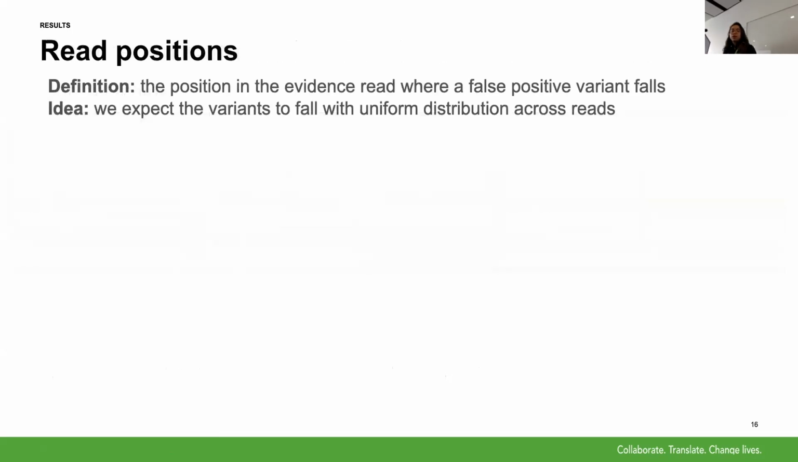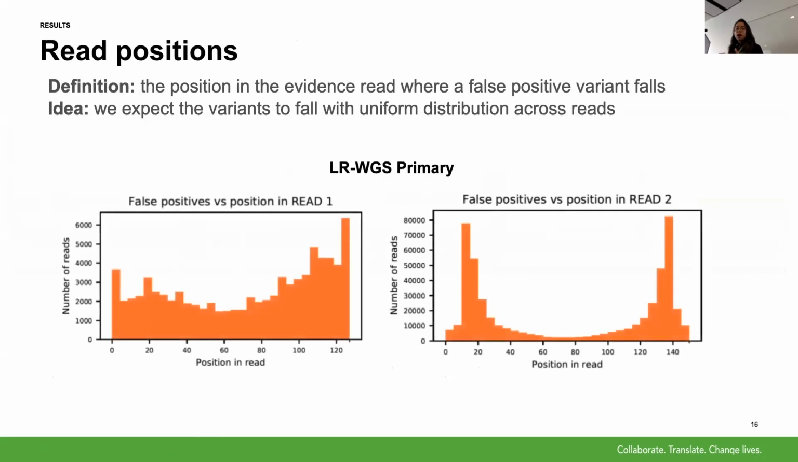We did a read position analysis. So the question that we're trying to answer here is, where do these false positives lie in the reads? When we segregated it by read 1 versus read 2, we see that in read 1, the false positives seem to be almost uniformly distributed across the reads that are carrying them. But when we look at read 2 here, we see a strong bias towards the ends of the reads. So there's obviously something suspicious here, and so we looked even deeper.